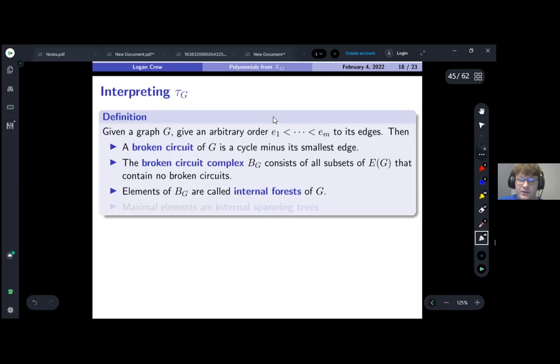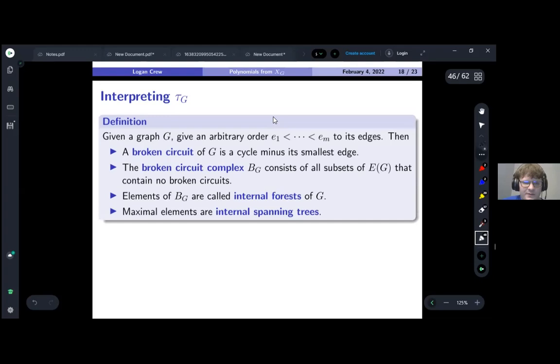And if you're familiar with the terminology, you'll recognize internal here is a nod to internal and external spanning trees of the Tutte style formulation, although we don't need those exact details here. And maximal elements of BG we are going to call internal spanning trees. We're going to use this notation even if G is disconnected. And so if G is disconnected, we will still call it a spanning tree if it's an edge set that consists of a spanning tree for each component, for our purposes.